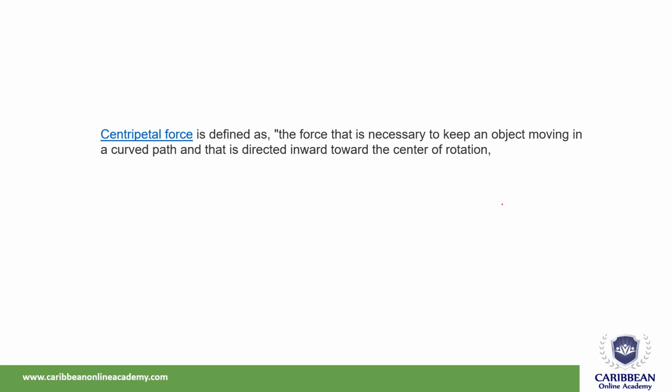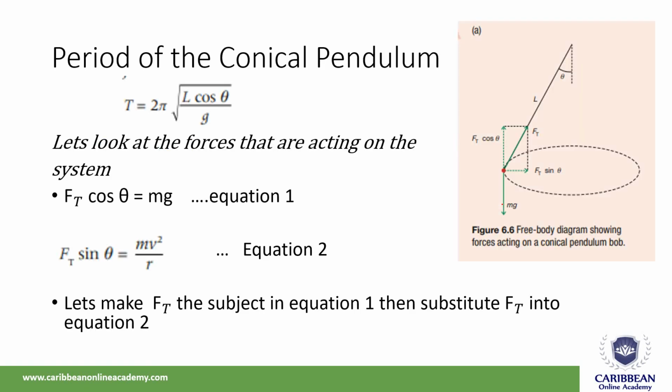So let's look at a simple definition of what centripetal force is. It's just a force that is necessary to keep an object moving in a curved path, and that is directed towards the center of the rotation. So it's just a force that is necessary to keep the object rotating in a circular path. You understand? That's what we mean by a centripetal force. So any force at all can actually be a centripetal force as long as it's keeping the object rotating or allowing it to continue to move in a circular path.